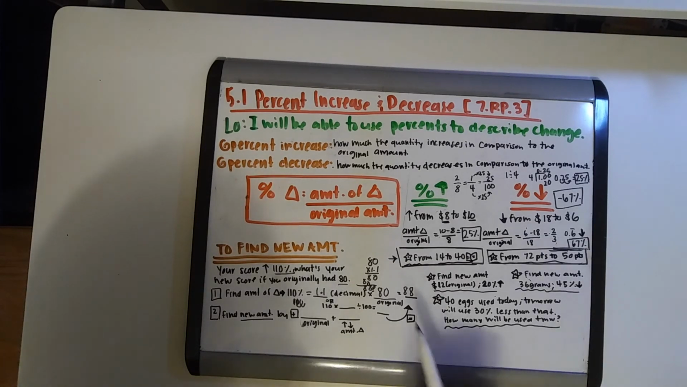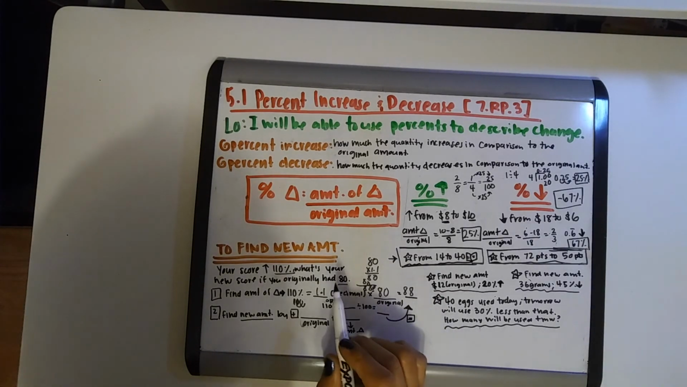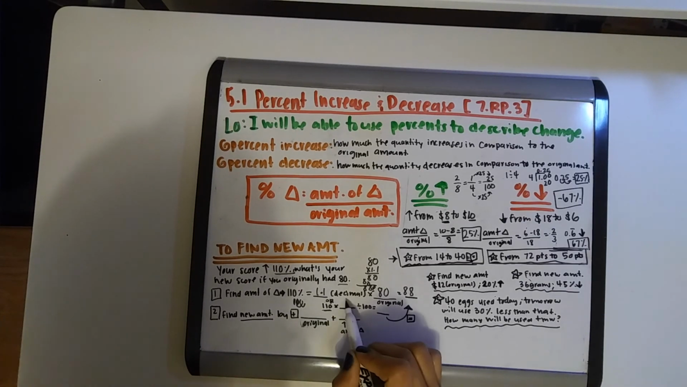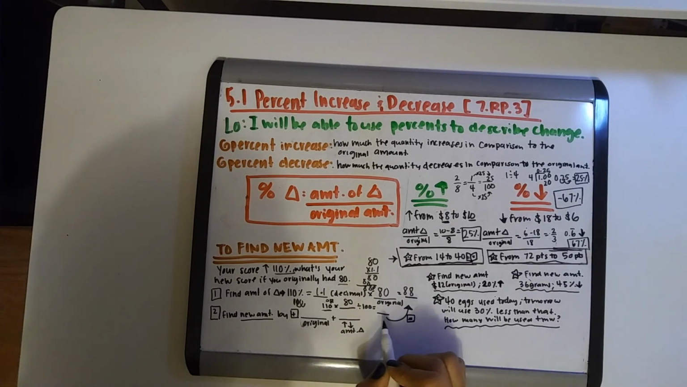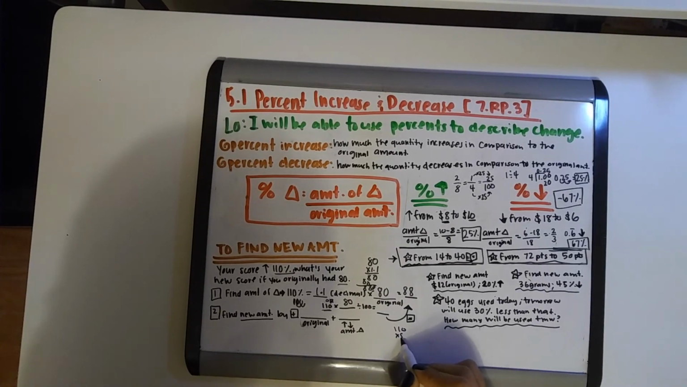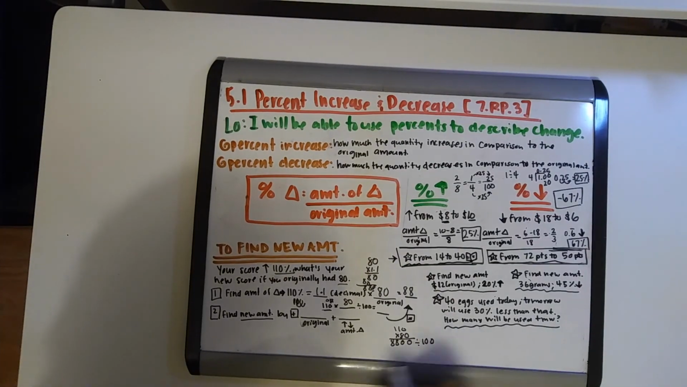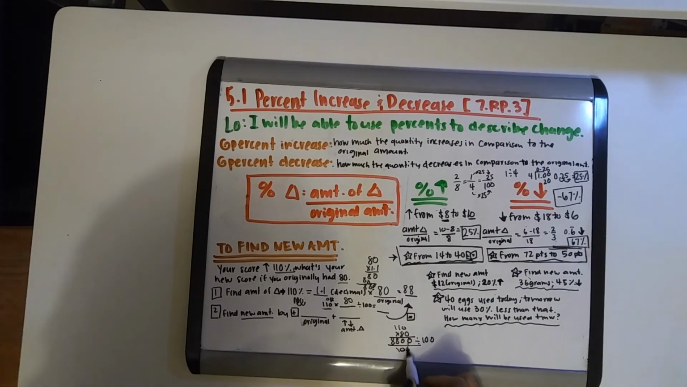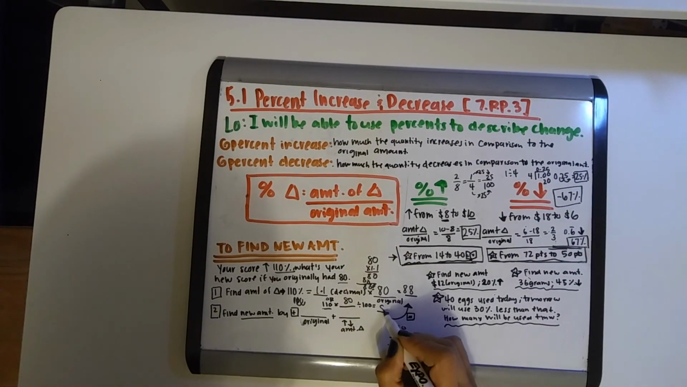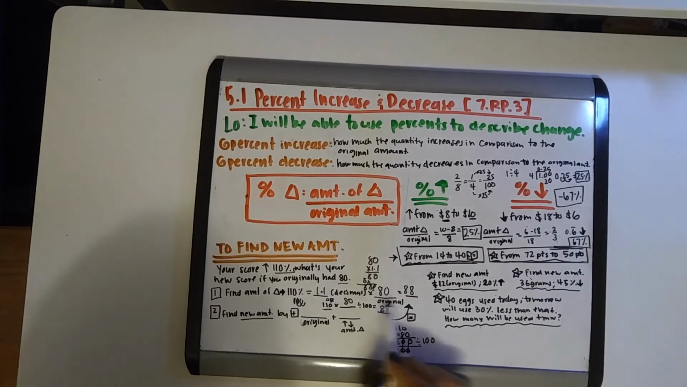Now, the other way to get to that 88 is you can do 110% times the 80, which is going to give you 110 times 80. And then you divide by 100. Remember, when you divide a number by 100, you're basically moving the decimal. So that's 88, which is the same thing, whatever works for you. I like this one better.